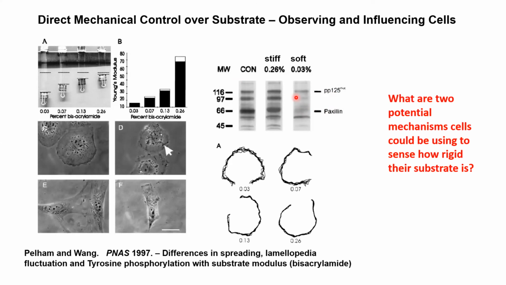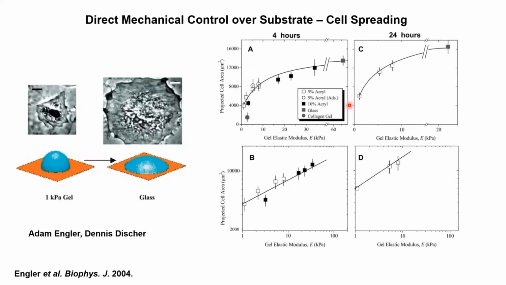So even though the soluble environment is exactly the same, the cell's ability to receive a signal from that collagen depends on the ability of the material presenting the collagen to resist cell traction forces. This is classic work by Adam Engler and Dennis Discher showing that cells' ability to spread depends very dramatically on the stiffness of their environment. This is again using a collagen-coated bisacrylamide gel.